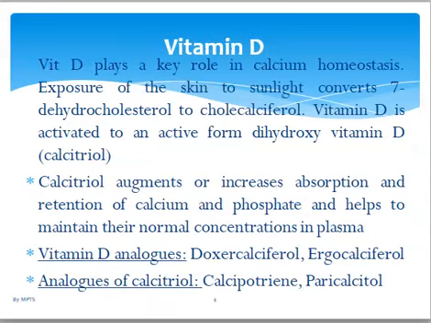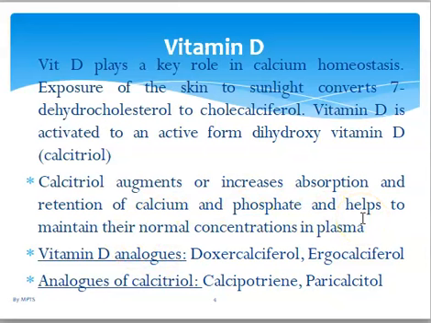Let us look at vitamin D. Vitamin D plays a key role in calcium homeostasis. We know it is mostly obtained from exposure of the skin to sunlight, and vitamin D is then activated into its active form, calcitriol. Calcitriol increases absorption and retention of calcium and phosphate ions and helps to maintain their normal concentration in plasma.